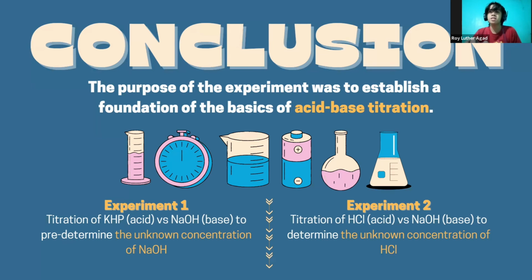The first part of the simulation allowed the standardization of sodium hydroxide by titrating it with a solution of potassium hydrogen phthalate. The latter half, however, completed the process where the hydrochloric acid finally joined, being titrated with the recently calculated concentration of the sodium hydroxide.